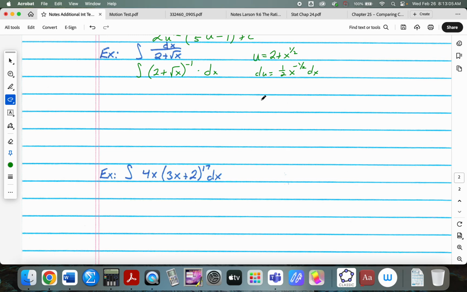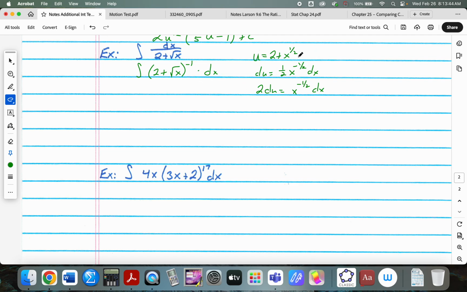I'm like, okay, so what in the world am I supposed to do here? All right, well, I'm going to go ahead and multiply by 2. So 2 du is equal to x to the negative 1/2 dx. Well, that's not great because I don't have an x to the negative 1/2 dx, right? I don't have anything here.